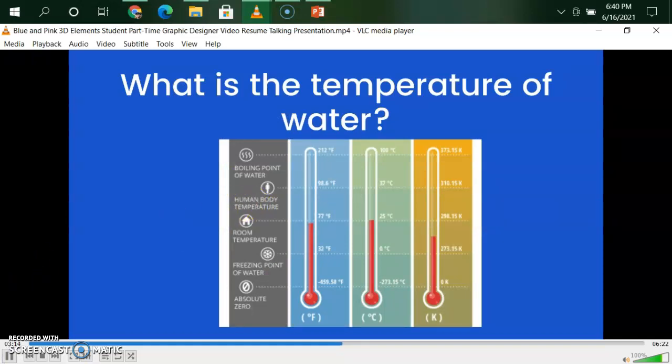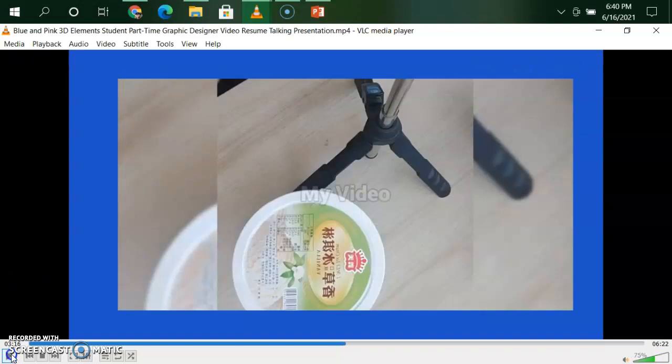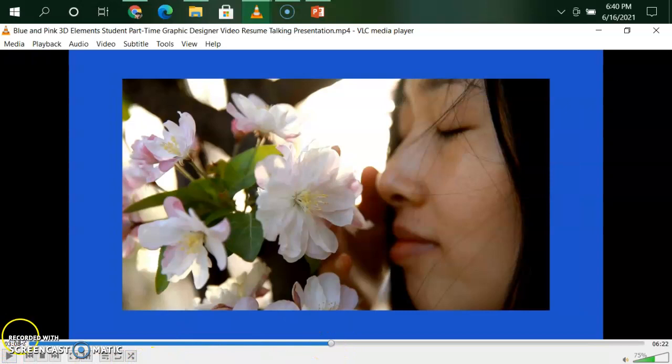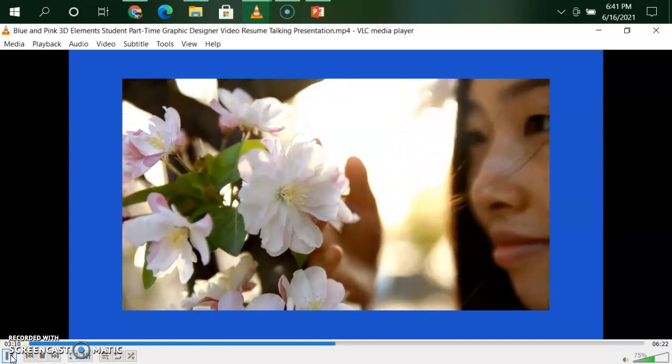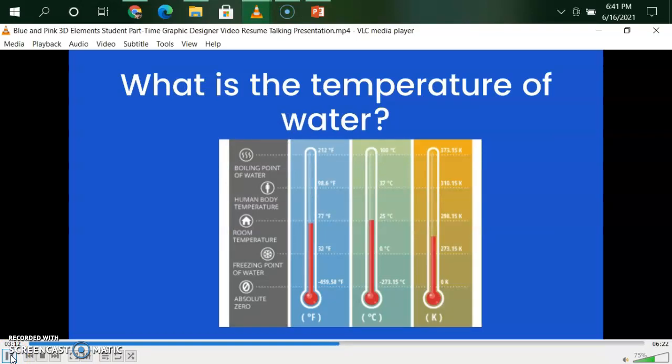Okay, an interesting thing about water is, what is the temperature of water? I was telling you the importance of smell. Water has no smell. We can see water in a gas form that is fog. We also know that water can melt ice because the temperature of water is warmer than the ice. Remember, ice is below zero. Okay, and this is important.